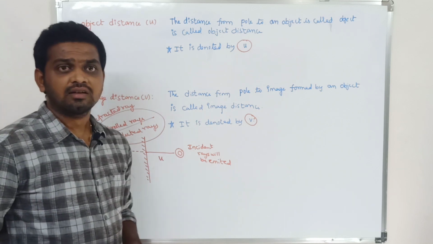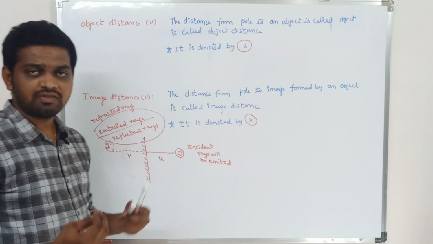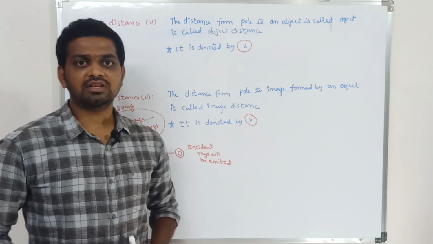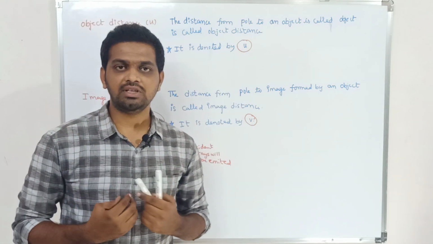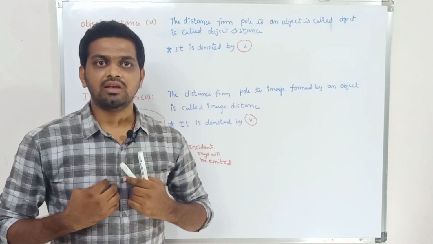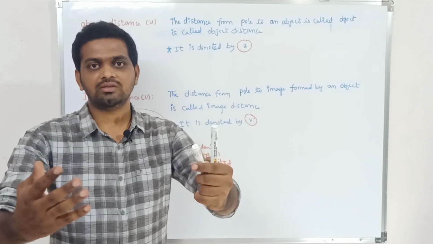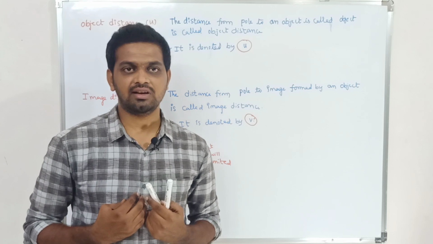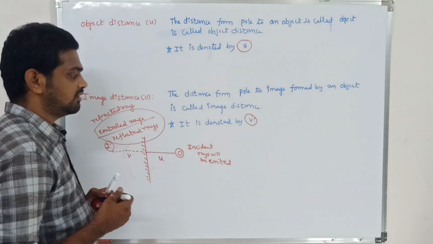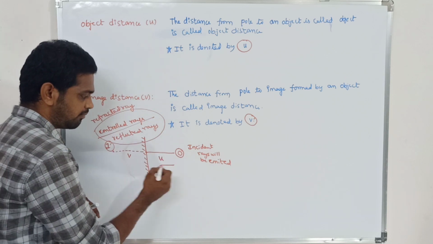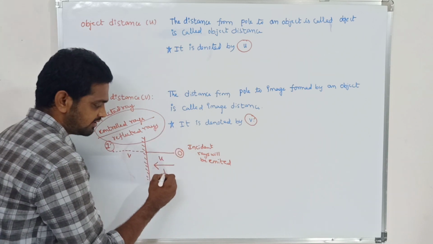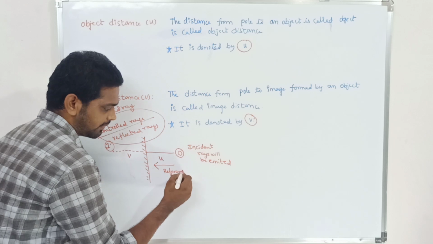Dear children, suppose let us consider I am acting like the object. Whatever light has fallen on me will be reflected towards your eye. That's why I'm considering myself as the object. Clear? So always you should take the reference ray from the object towards the mirror. Is it clear, children? This is the reference ray.